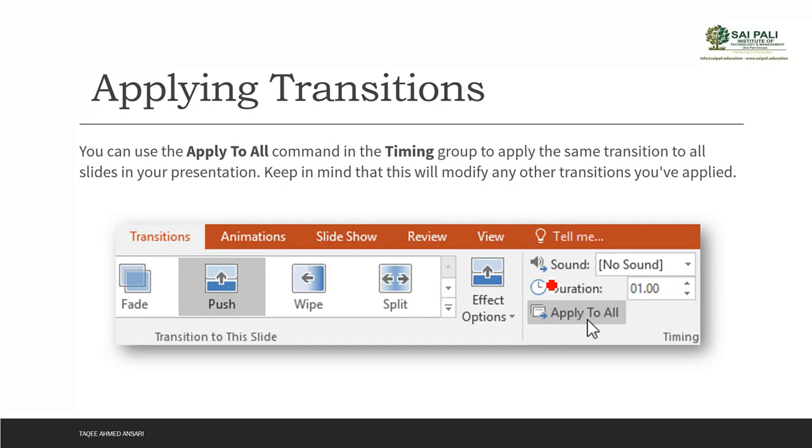slide, but it will apply only to the current slide. Now if you want to apply it to all the slides, then you have to click this apply to all command from the timing group, and it will be applied to all the slides.